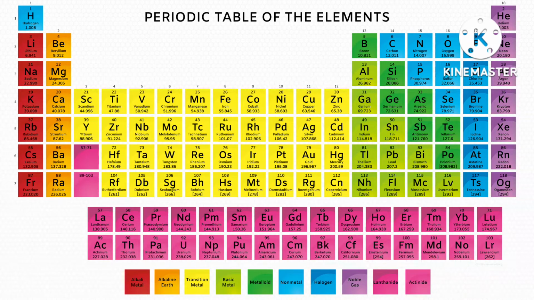Empirical formula tells about the whole number ratio of various atoms present in a compound, whereas the molecular formula shows the exact number of different types of atoms present in a molecule of a compound.